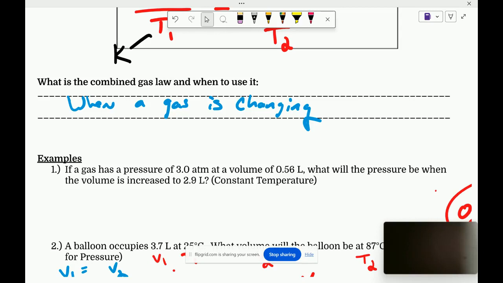So if I walked outside right now, well, it says at 4 o'clock it's going to be different. The temperature is going to change. So the molecules inside this balloon are going to behave differently. And we want to figure out, when they behave differently, what's going to happen to the balloon. So when a gas is changing, you have initial conditions, which would be this room, and the final conditions would be like going outside.